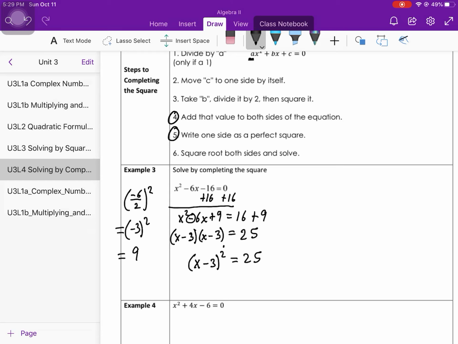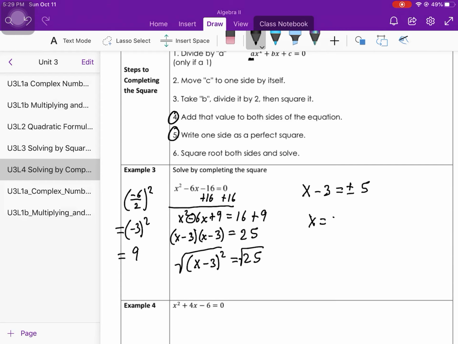Number 5, write one side as a perfect square. That's what this side right here is. We changed it to a square. Now we need to take the square root of both sides. So let me just erase that here. Now that I have it in the perfect square form, I'm going to get x minus 3 equals plus or minus, because we're solving for x. The square root of 25 is 5.